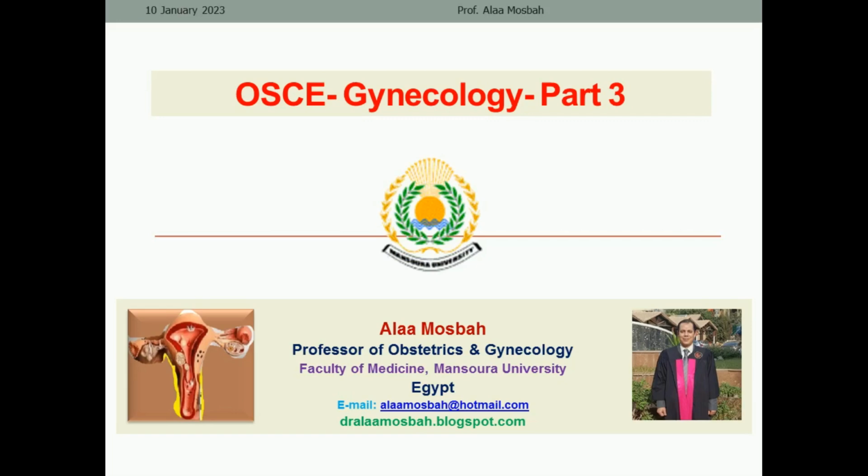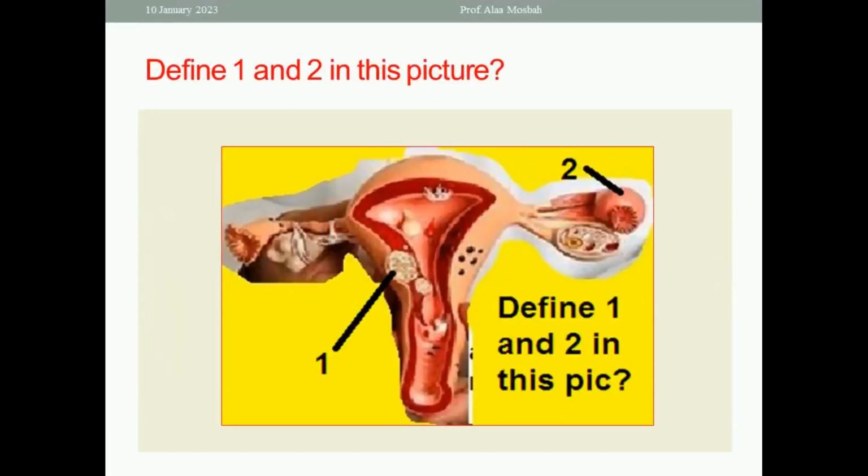Let us try to answer some OSCE in gynecology. Look at this picture please and define what is seen in 1 and 2. This is 1 and this is 2. As you see, 1 is a uterine mass, this is leiomyoma or fibroid or fibromyoma. So number 1 is leiomyoma.